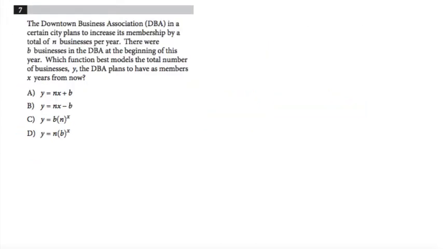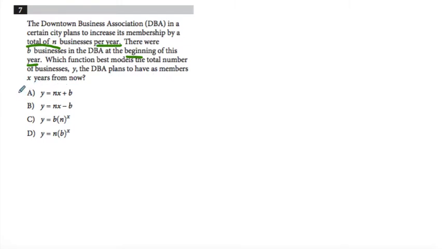All right, looking at number 7. The downtown business association, or the DBA, in a certain city plans to increase its membership by a total of N businesses per year. So that means it's going up by a certain number each year. There will be a certain number of businesses at the beginning of this year. Which function best models the total number of businesses, y, that the DBA plans to have x years from now?